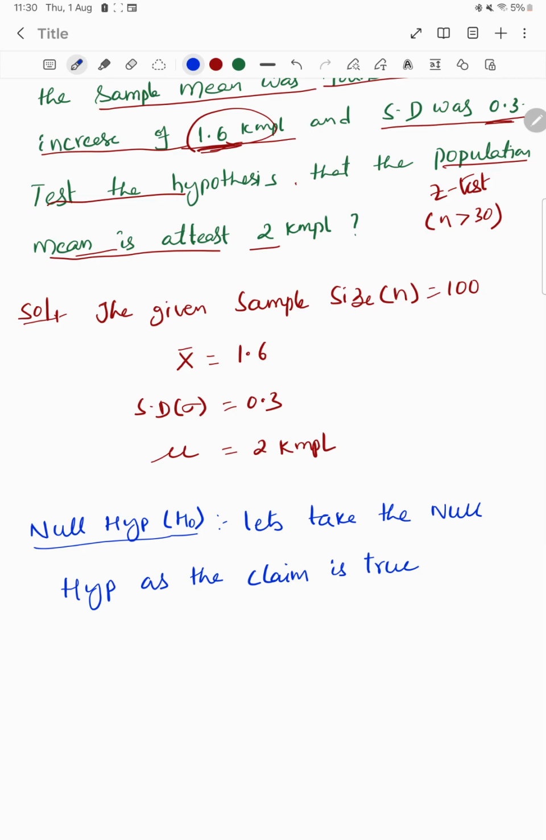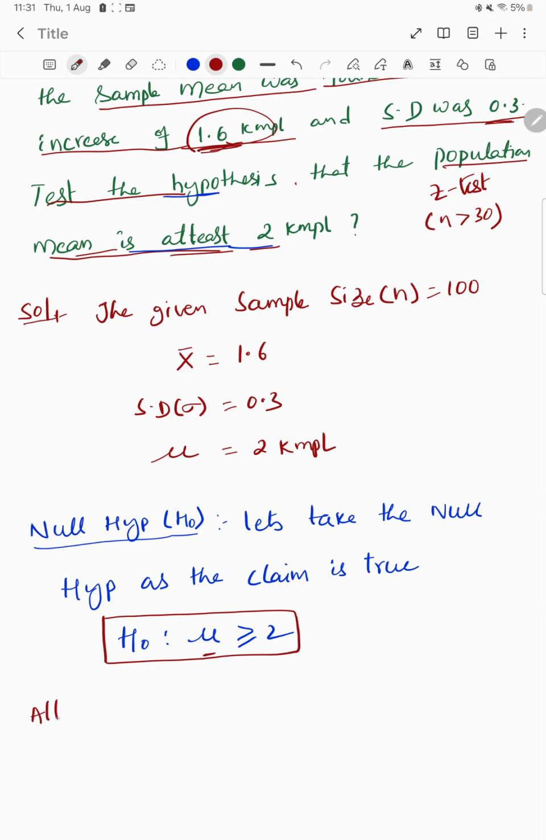So he is asking us to test the hypothesis that the population mean is at least 2 kilometers. At least 2 kilometers means it might be 2 or more than 2. So that means H naught is mu is greater than or equal to 2. Remember, whatever hypothesis he is asking us to test, that we will assume as H naught. So he is asking us to test that the average must be at least 2. So that means the population mean mu must be at least 2, it might be 2 or more than 2. So that's why I have taken mu is greater than or equal to 2.